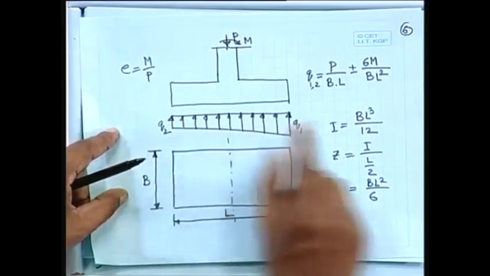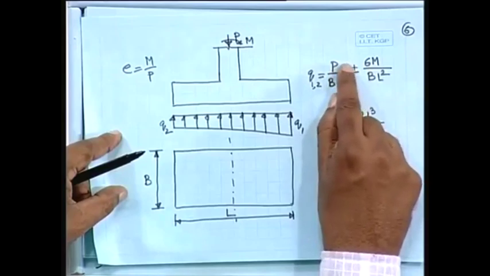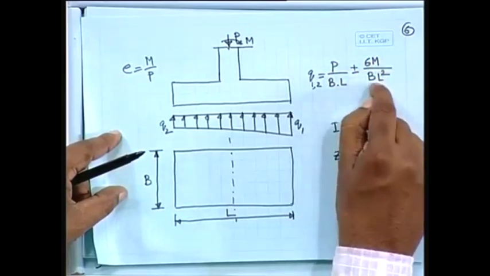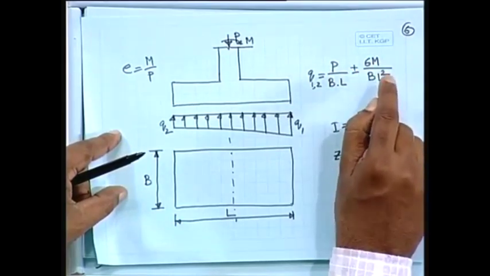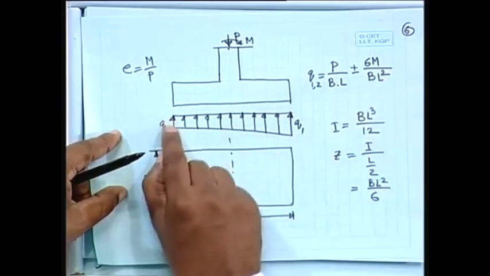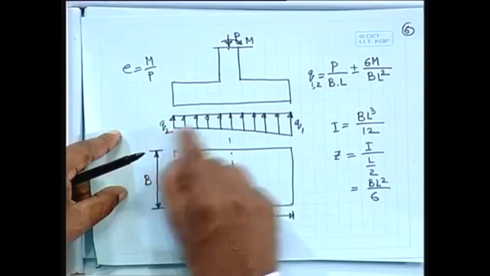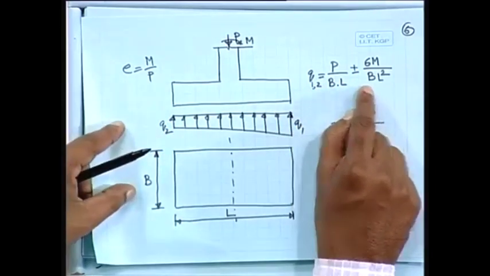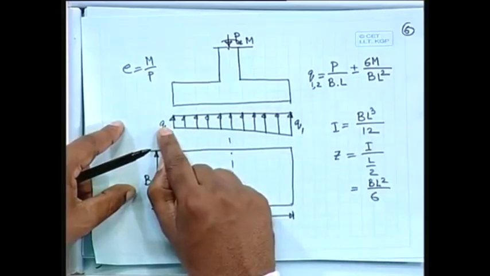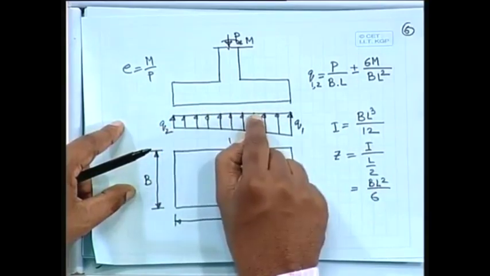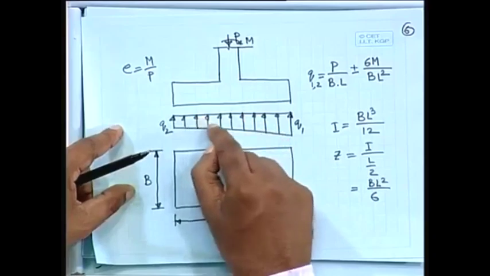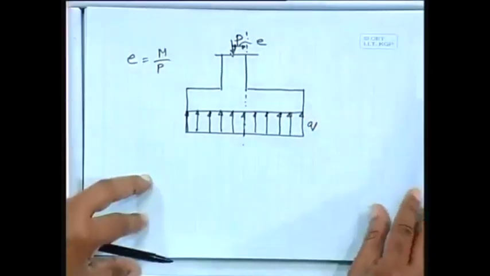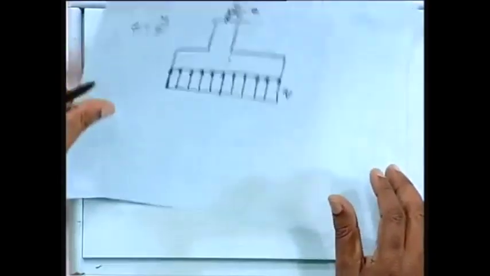So if we get P by BL plus minus 6M by BL square, in one case it may happen that I shall get this side 0, that Q2 equal to 0, depending on the value of E. If we go further, then it may happen that I shall get only a certain portion, not fully in contact. That is also possible.